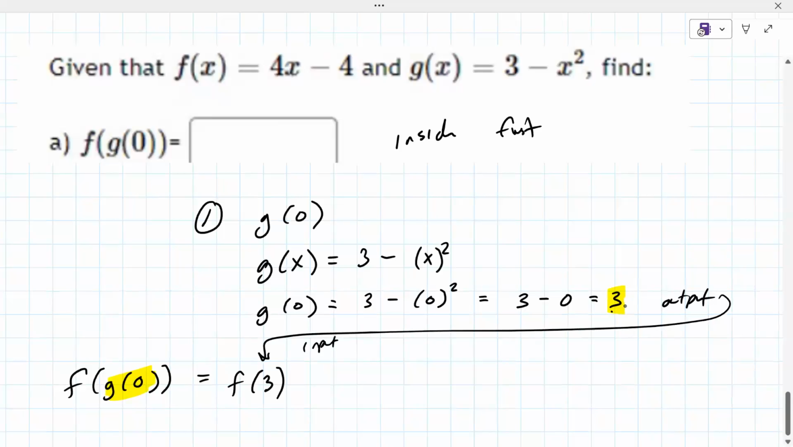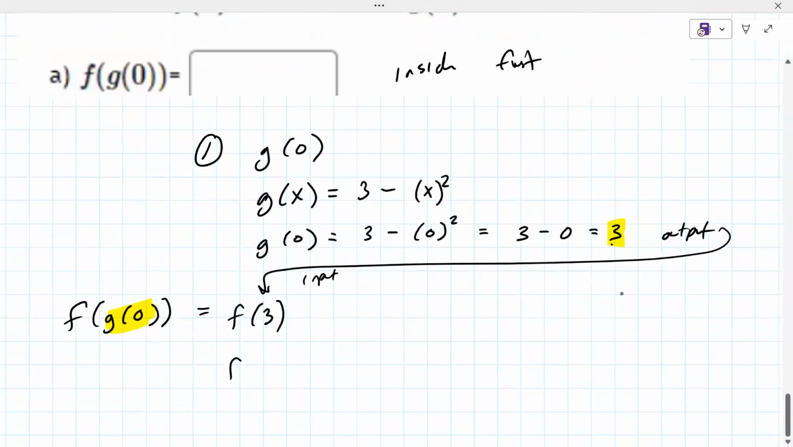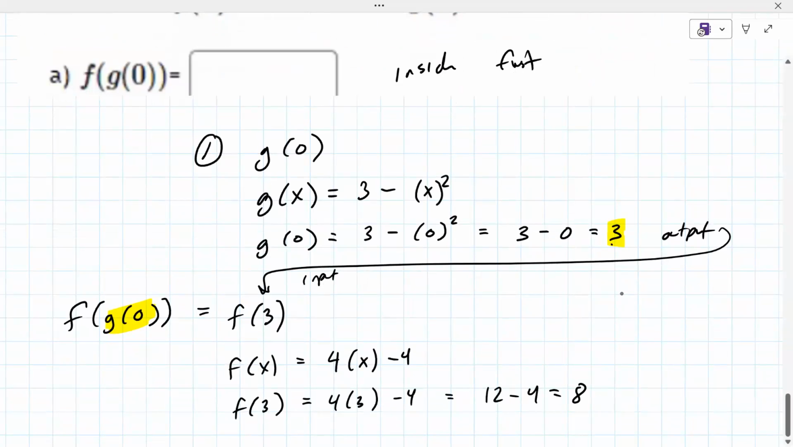f of x is 4x minus 4. So to find f of 3, you're putting 3 in for x. f of 3 equals 4 times 3, which is 12, minus 4 is 8. So go ahead and get that down.